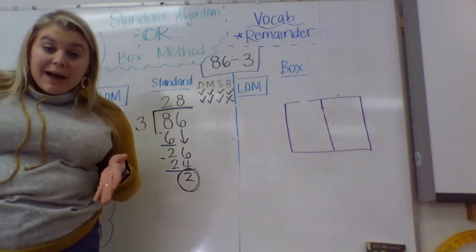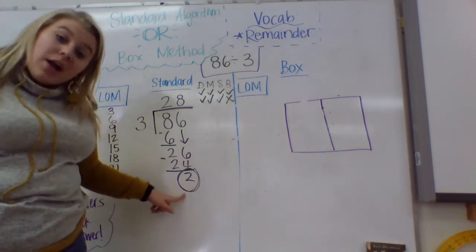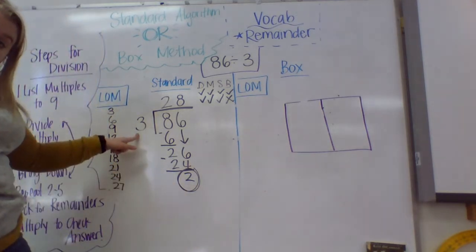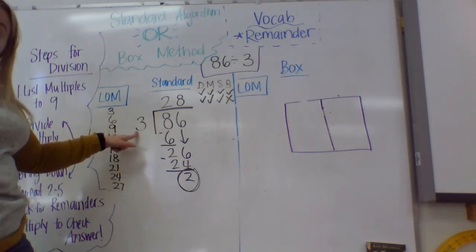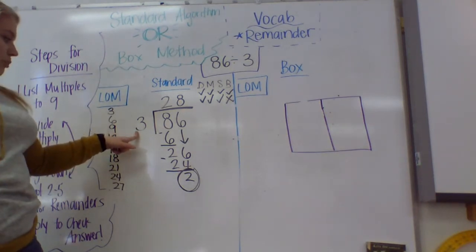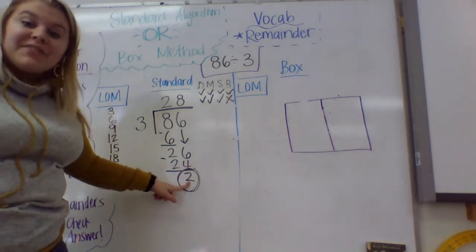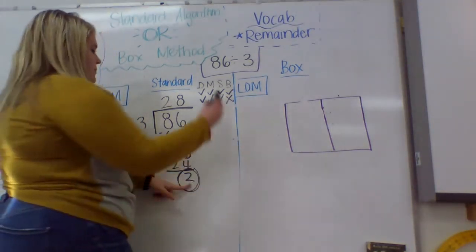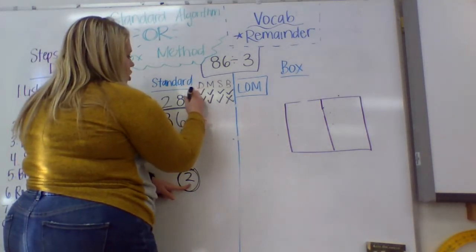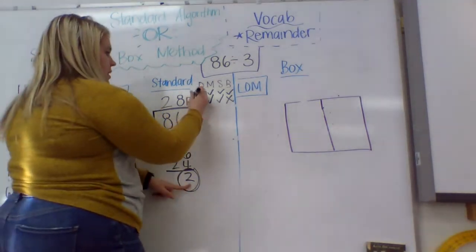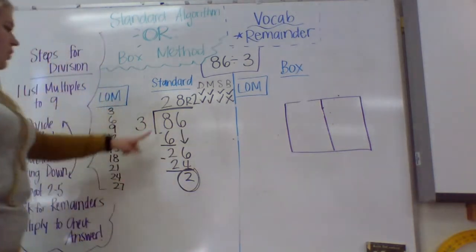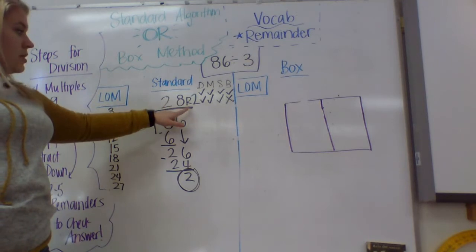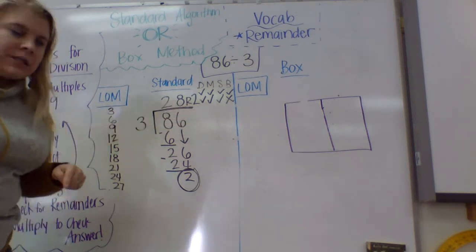A remainder happens when you don't have enough to make another whole group. So I know it takes 3 to make a whole group because that's my divisor, and that tells me how large each equal group is. But I've only got 2, so I don't have enough. So we call that a remainder. The way you show that is you just do a capital R and then the number that you have left over. So 86 divided by 3 is 28 with a remainder of 2.